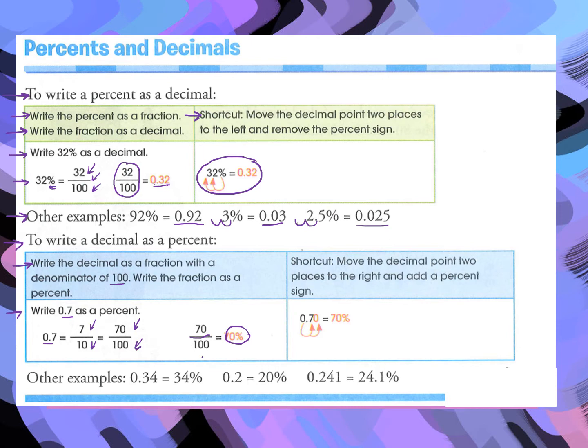Another way to do this would be a shortcut. Move the decimal point 2 places to the right and add a percent sign. Other examples. 34 hundredths is 34%. 0.2, I move the decimal point over 2 spaces to the right to get 20%. For 241 thousandths, I move the decimal point over 2 places to the right to get 24.1 or 24 1/10%.